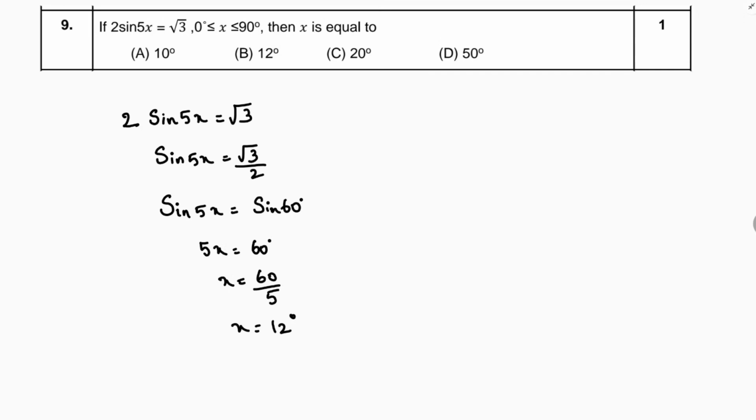In the table, root 3 by 2 in sin you will get for 60 degrees. So 5x is 60, x equals 60 by 5, and x equals 12 degrees. So the correct option is B.